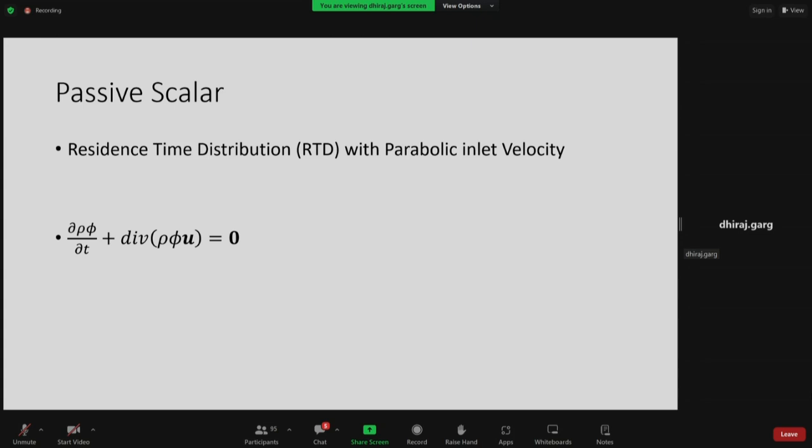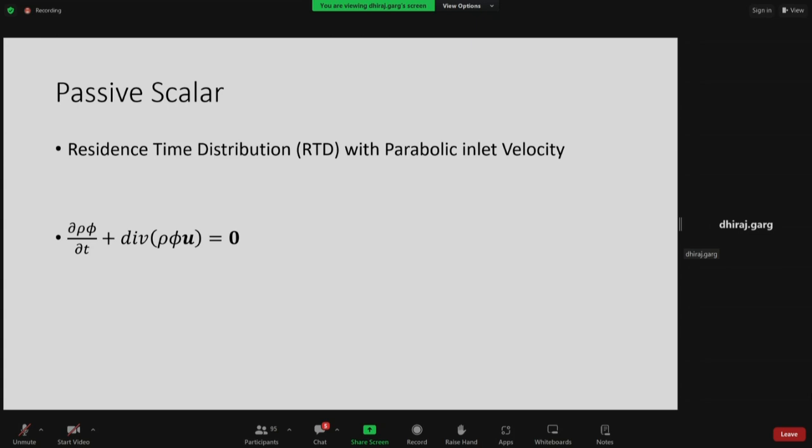So the residence time distribution is a special application of the same mixing characteristic, with the velocity distribution at the inlet being fully developed flow. If the flow is laminar, it should be parabolic. If it is turbulent, accordingly, the flow profile can be given at the inlet. Is anybody of you aware of the residence time distribution concept? Yes, sir. Okay, that's good.